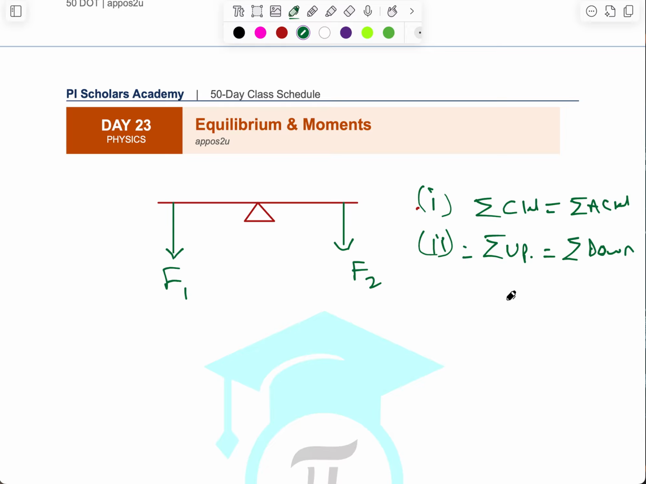So what are we saying exactly? You consider each of the forces and then you take their moment. In case you have F1, you look at the distance it is from the pivot, or from the fixed point.